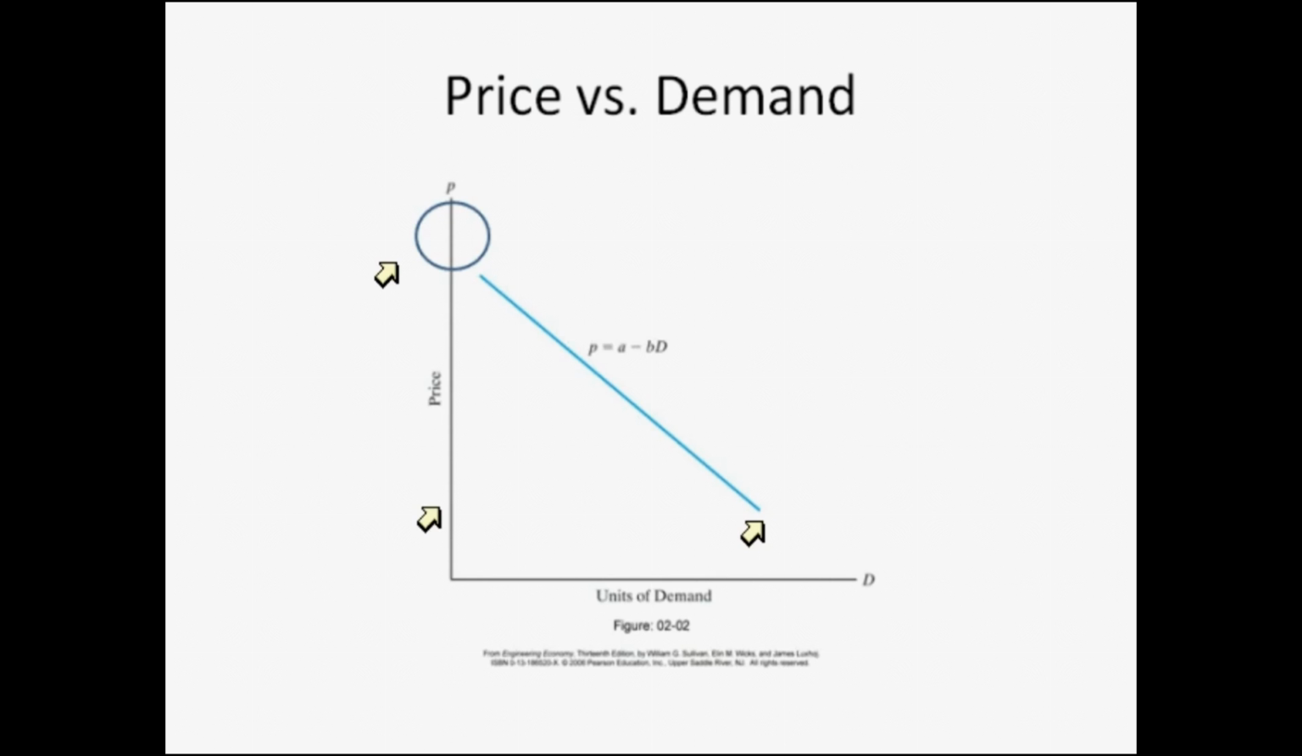Now there's a couple of other things that are shown on this slide. First of all, there's a relationship that's shown here, and it's saying that P is A minus BD. And we're going to talk a little bit more detail on curves that can be used to describe the price and the relationship between demand and different components of price.